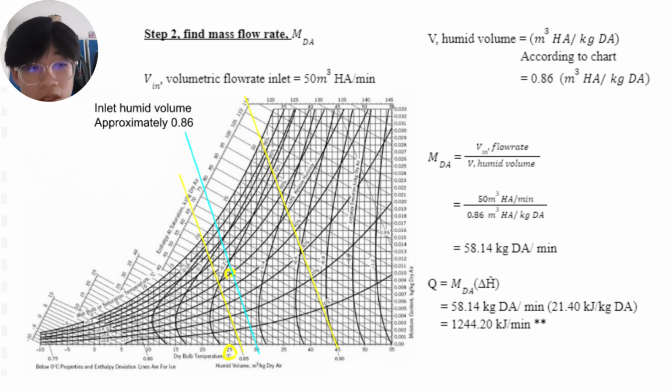So lastly, to find the heat required for this process, mass flow rate times the change in enthalpy. So 58.14 times 21.40, we got 1244.2 kilojoule per minute.